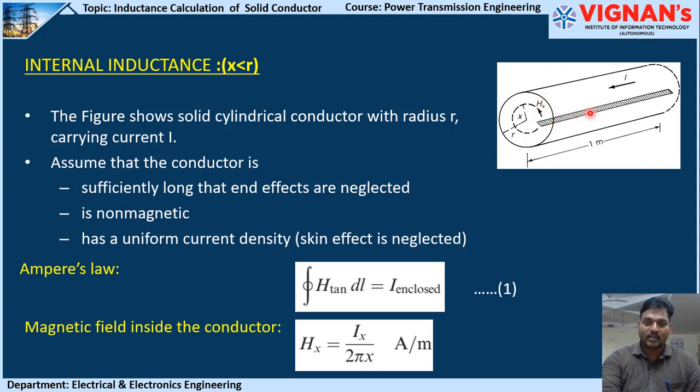Here you can see a small rectangle having a width of x and a length of 1 meter. The current that is flowing through this element is Ix, and the length of this closed path is nothing but the circumference of the circle having radius x. Therefore Hx is equal to the current enclosed, Ix, over the closed path, 2 pi x. The units are ampere per meter. Take this as equation number 2: Hx is equal to Ix by 2 pi x.